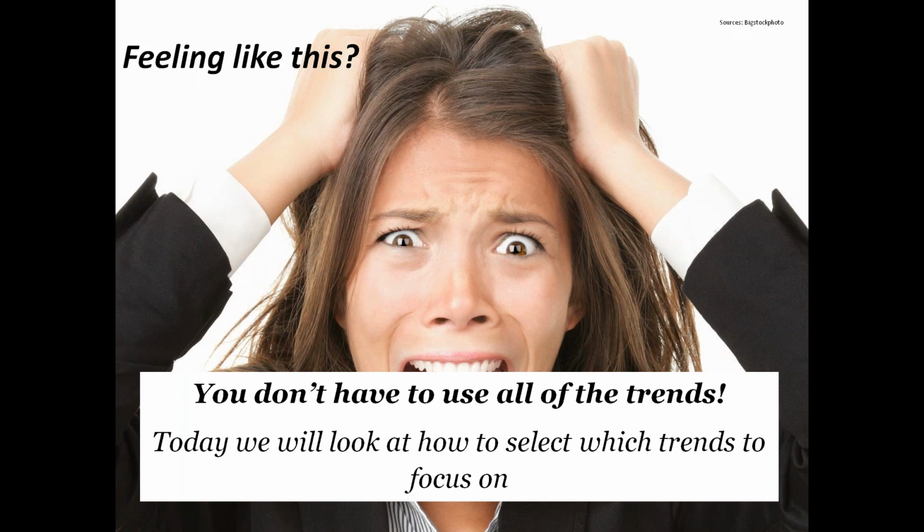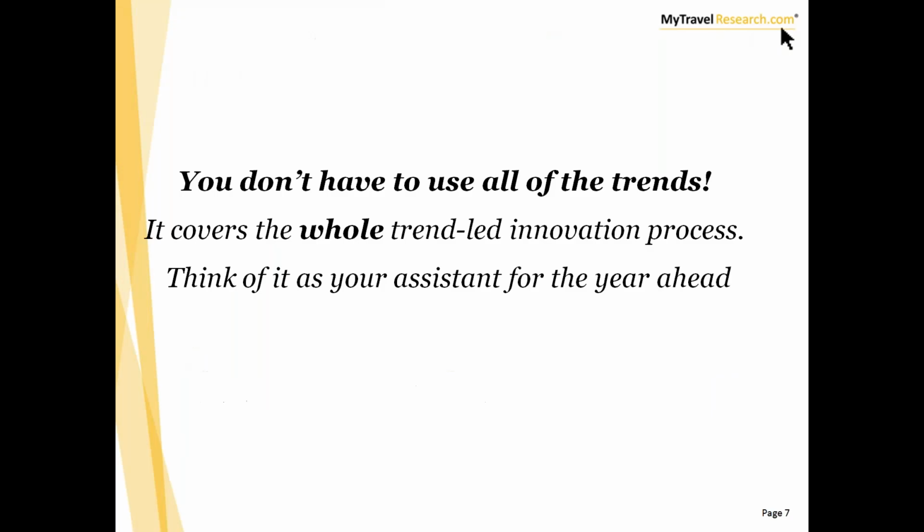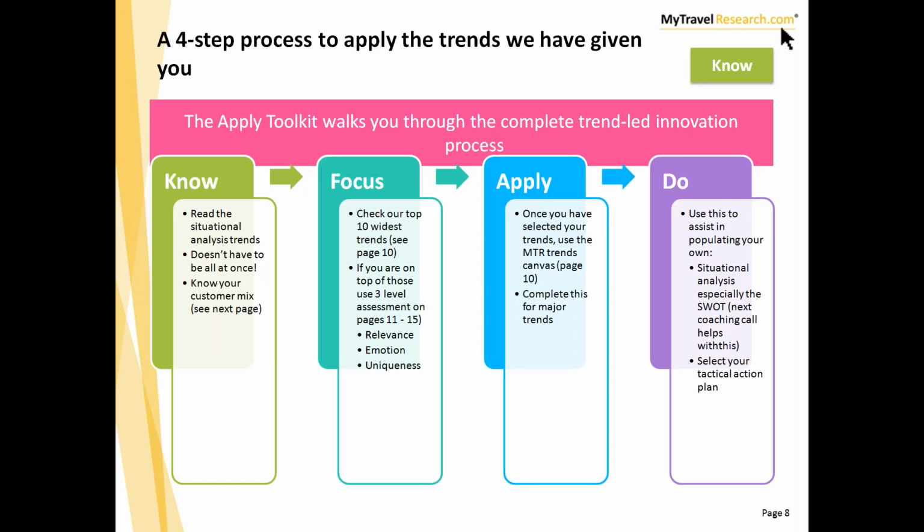So as Hitchhiker's Guide to the Galaxy would have it, don't panic. You don't have to use all of them. This is about a process. What we're trying to do is think of this as your trends assistant as you do your planning for the year ahead, and incidentally for all the other years ahead as we update the trends platform. So what we've developed is a 4-step process that you can use to apply those 50-odd trends that you have in the marketing plan blueprint.